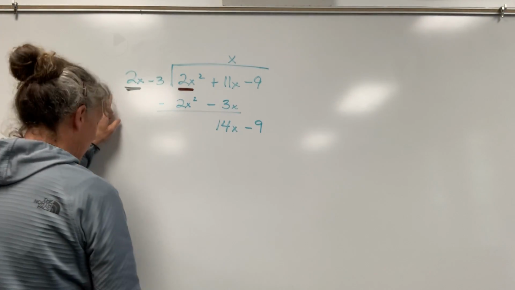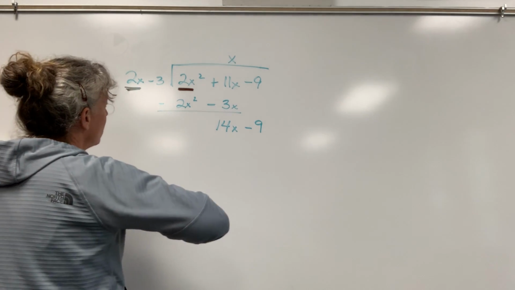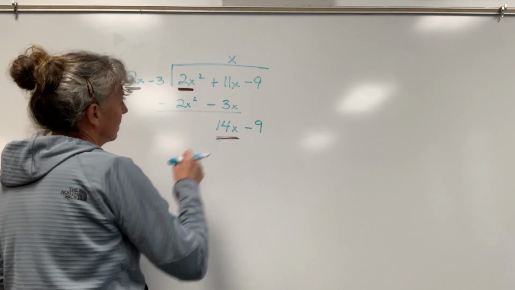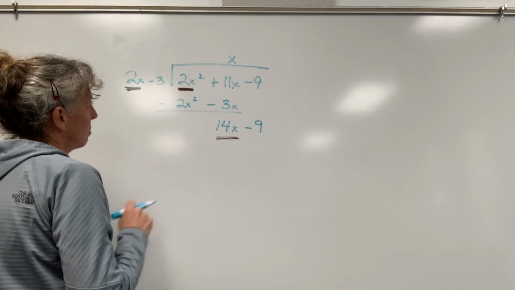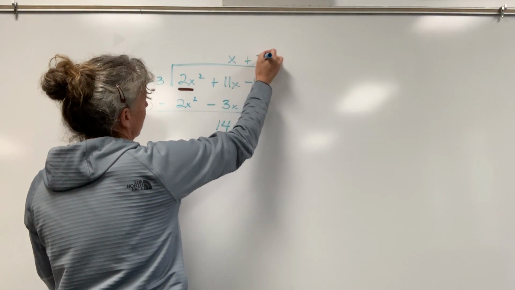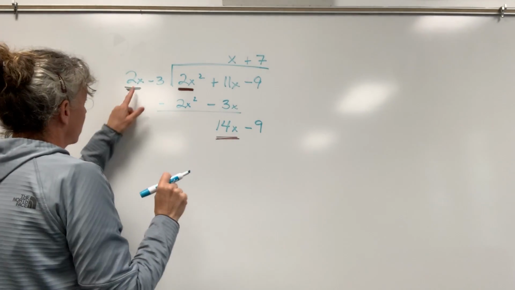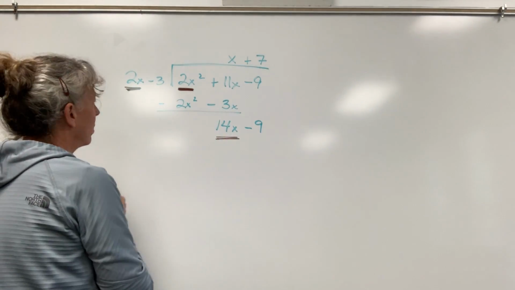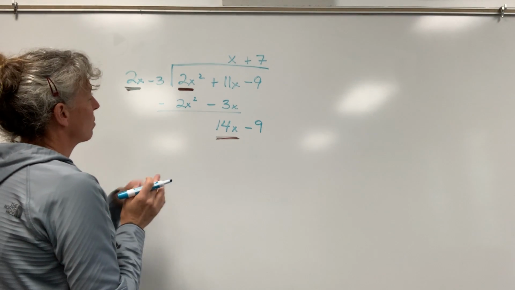Now, how do I make a 2x into a 14x? What do I need to multiply to do that? I need to multiply it by a 7, I think. No x's, because I have 1 and I have 1, so I don't need it anymore. But 2 times 7 gives me 14.